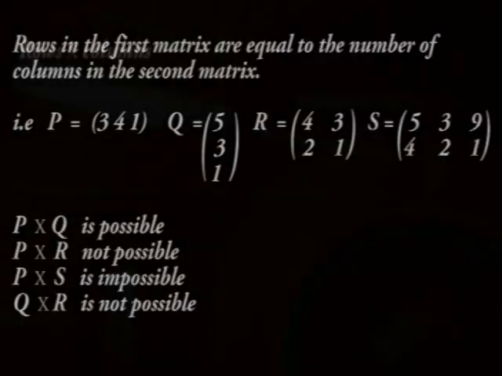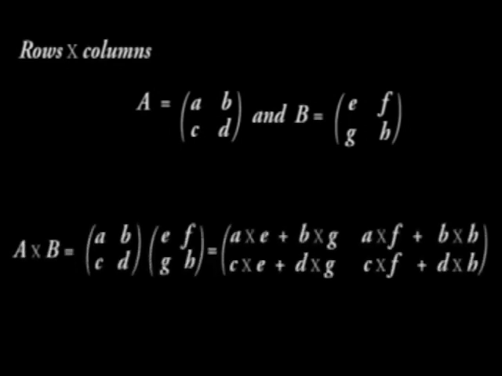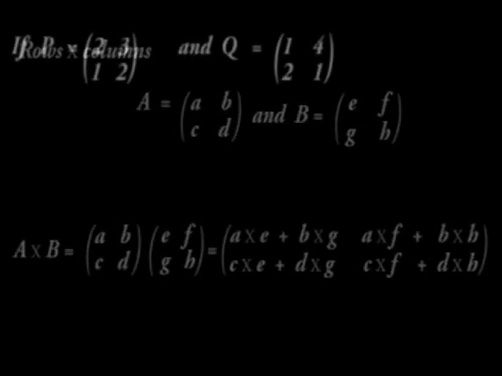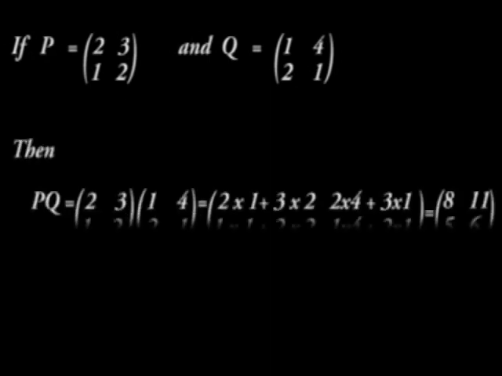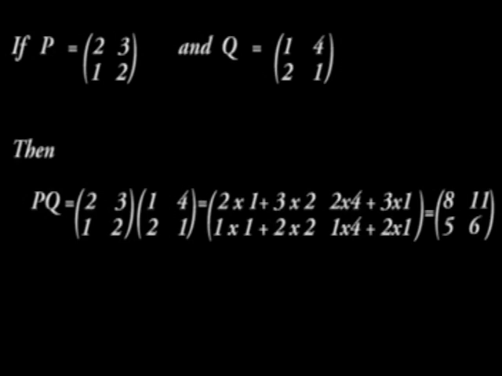Multiplication is done by row times column. For a matrix A equal to A, B, C, D and B equal to E, F, G, H, A times B will be given as A times E plus B times G, A times F plus B times H, C times E plus D times G, and C times F plus D times H. For example, if P is 2, 3, 1, 2 and Q is 1, 4, 2, 1, then PQ is given as shown below, with the answer being 8, 1, 5, 6.